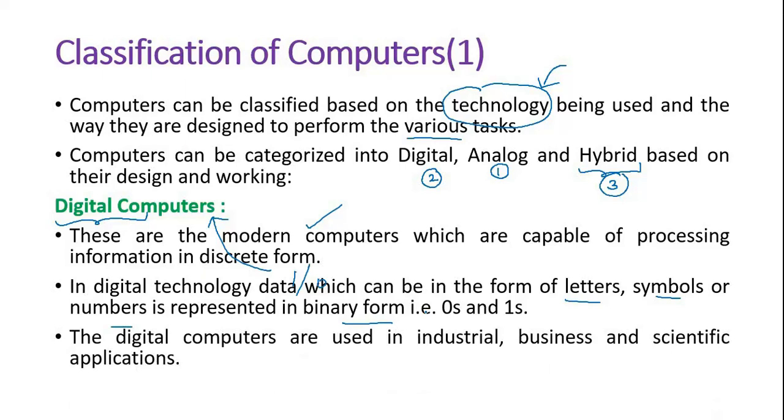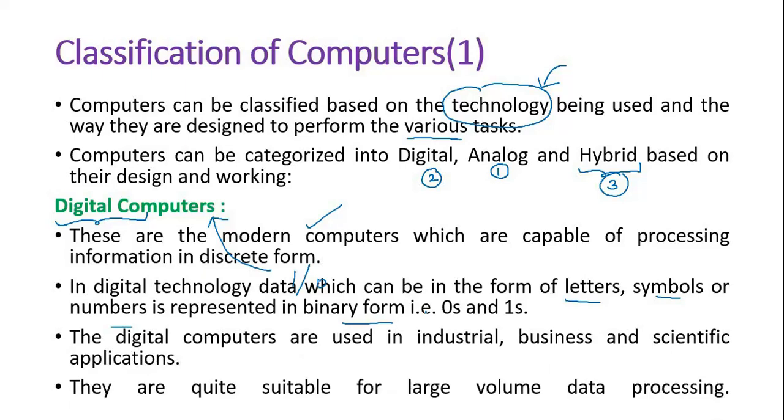This is widely used in industries, in scientific and business applications. Digital computers have the capability of processing a large amount of data very quickly, whereas analog computers have a limitation and won't process a large amount of data. We will discuss analog computers.